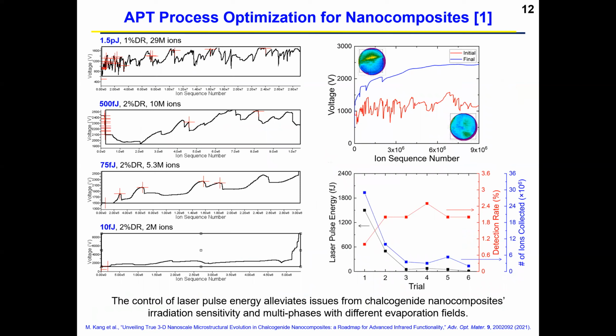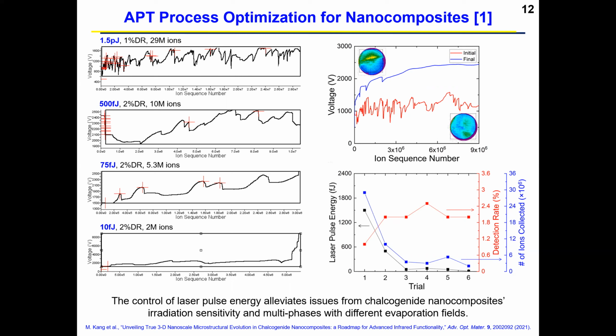A key challenge is that the chalcogenide nanocomposite has multiple phases with very different evaporation fields. Phases with a high evaporation rate leave the target material way faster than the other phases, such that a chunk of molecular cluster ions suddenly hits the detector, which has an impact on the electric field applied between the tip and detector. Not to mention that the shape of the target specimen's tip becomes irregular, such that laser-induced evaporation of the material becomes spatially uncontrollable.